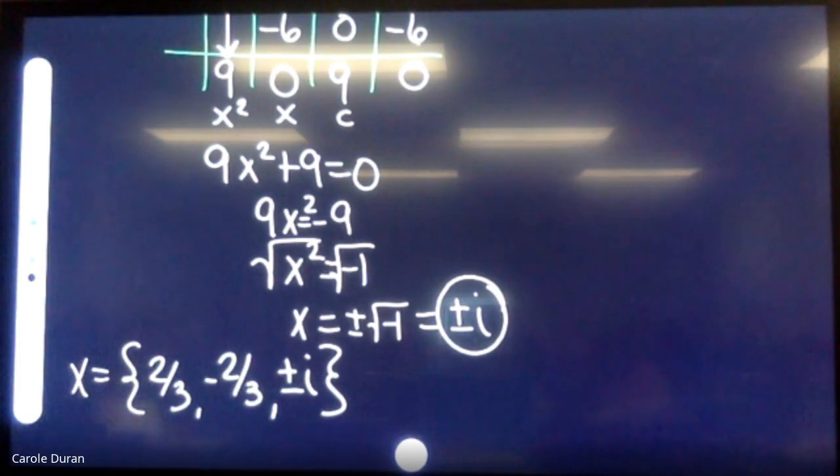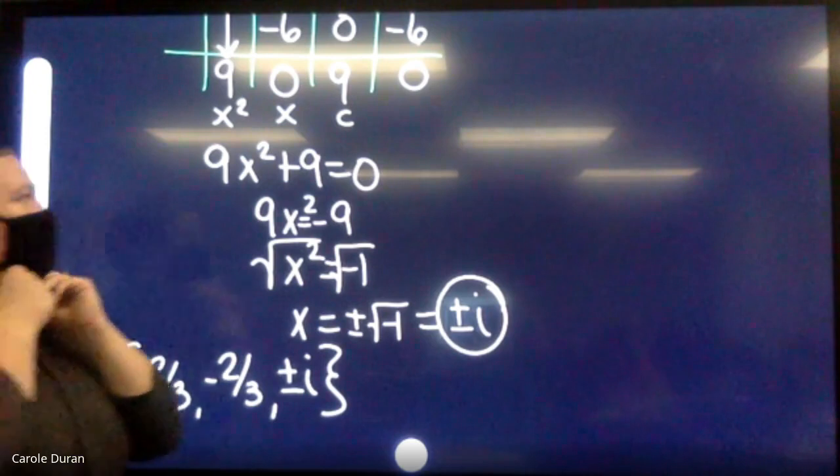If it wasn't just 9x squared plus 9, I don't know how to do the quadratic formula. I tried to do it once, and I think a good idea instead would be starting with this.